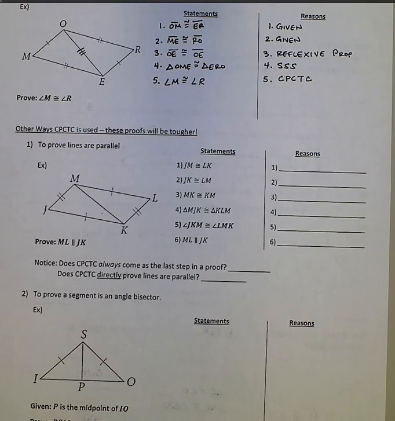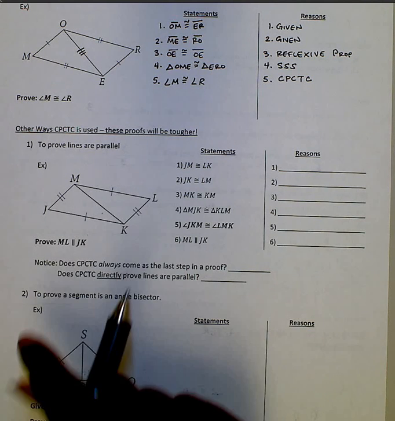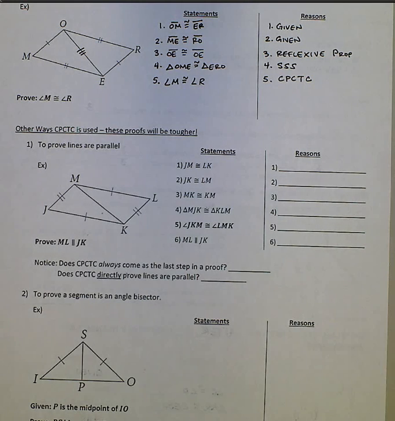So there are other ways that CPCTC can be used, and that makes the proofs a little bit tougher, but we can go through this and understand them too. So notice this proof that they're asking us to prove that ML is parallel to JK. Okay, so they're not asking us to prove that two parts are congruent. They're asking us to prove that ML is parallel to JK. Okay, and so let's go through it.